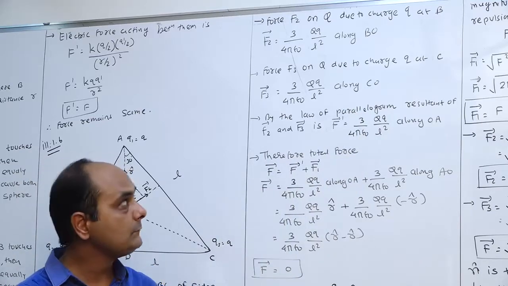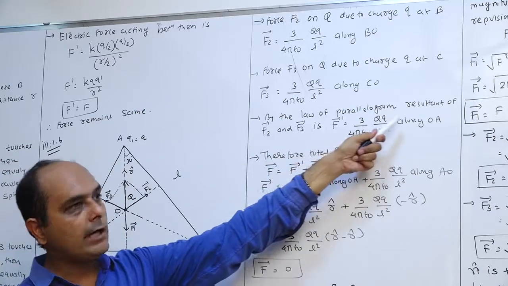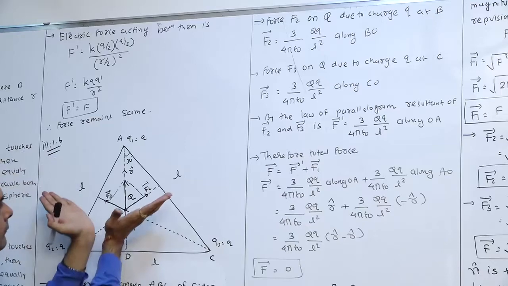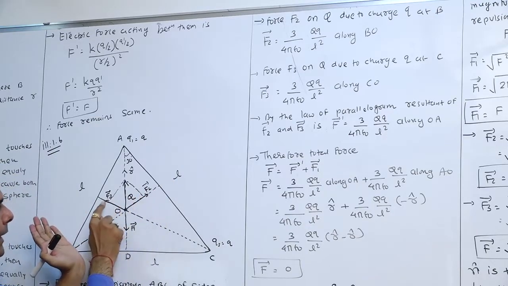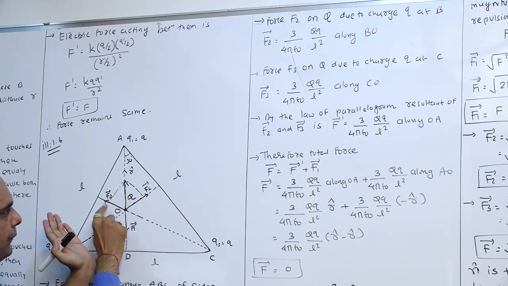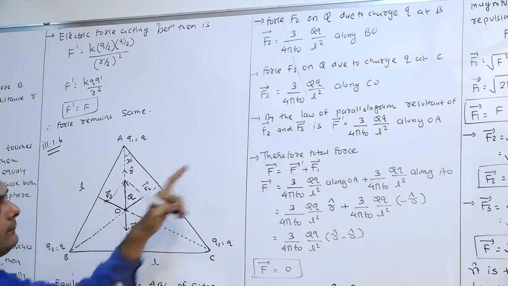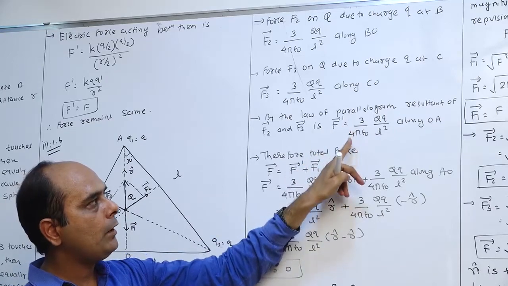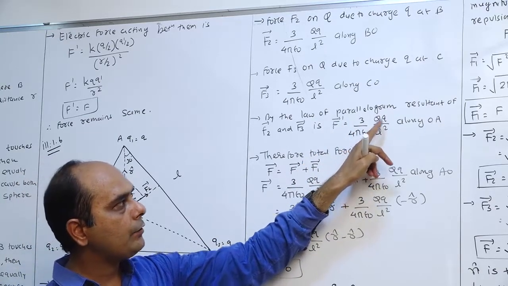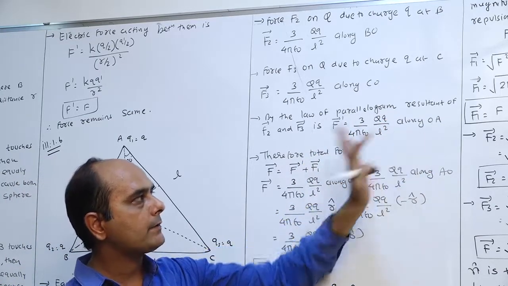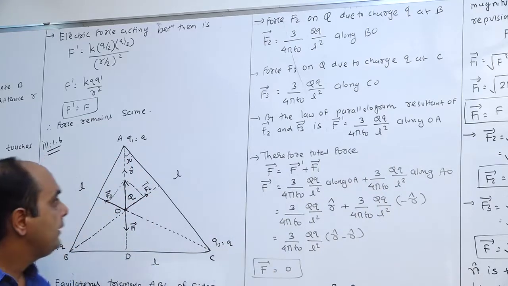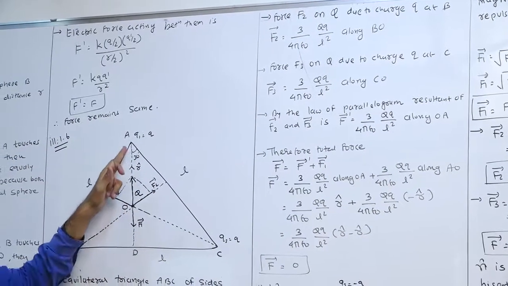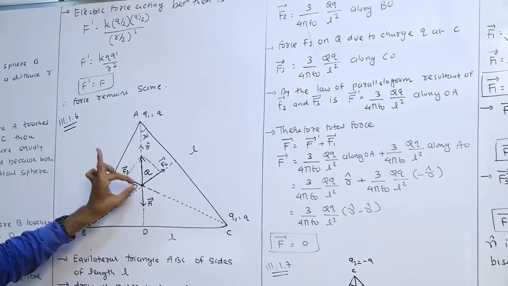By the law of parallelogram, the resultant of F2 and F3 is say F dash. That F dash is equal to 3 upon 4 pi epsilon 0, capital Q into small q by L square, along the OA direction. So this F dash acts in the upward direction, and F1 acts in the downward direction. They are in which direction?